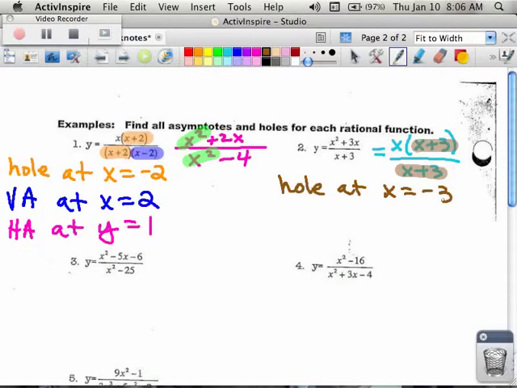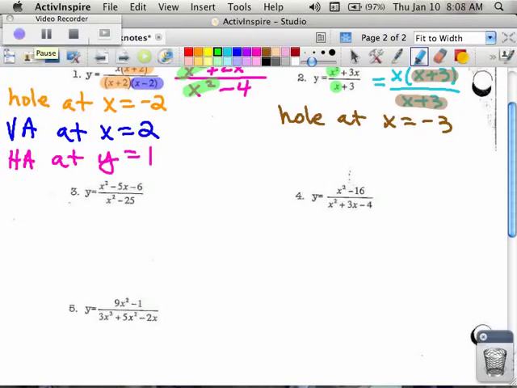Is there a vertical asymptote? No. There's nothing on the bottom left over after those reduce out. But there might be a horizontal asymptote. So I go look, and I see that on the top, x squared is the biggest power. On the bottom, x is the biggest power. The top is bigger than the bottom. Is there a horizontal asymptote? No. So the only thing that's going on here is a hole, and that's it. There are no vertical or horizontal asymptotes.